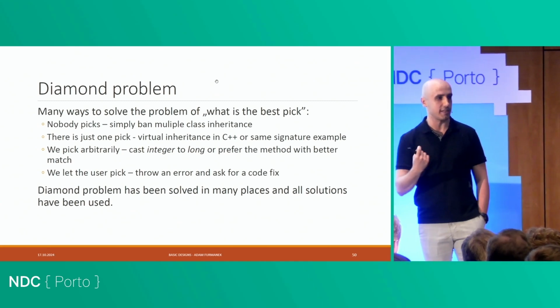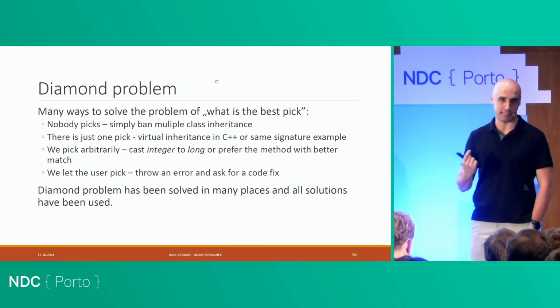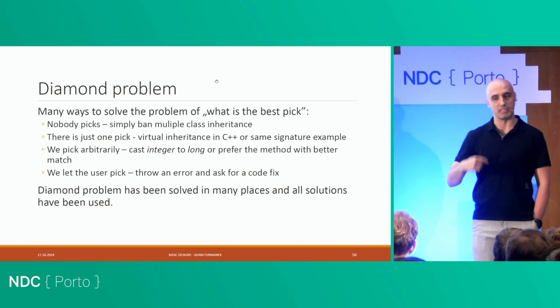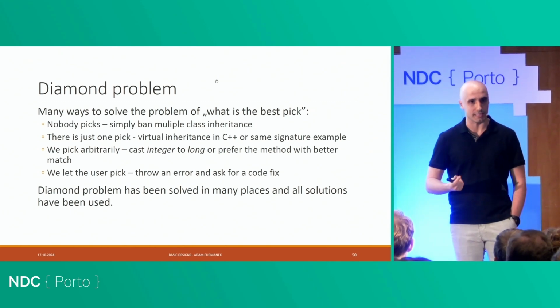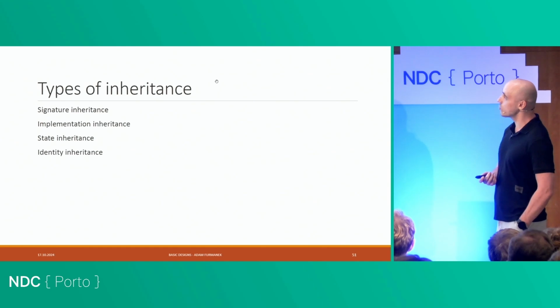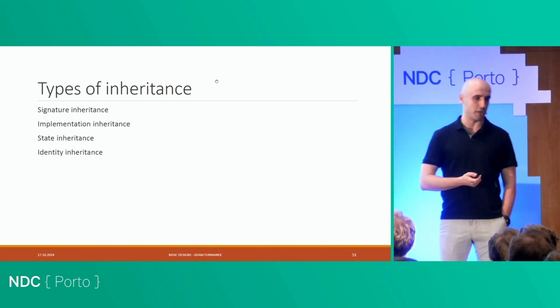And we solved the diamond problem in many places already. It's not that we need to be scared of this problem. It's just that we can solve it. We need to be explicit about how we solve it. But let us now go to the multiple inheritance question in C#.